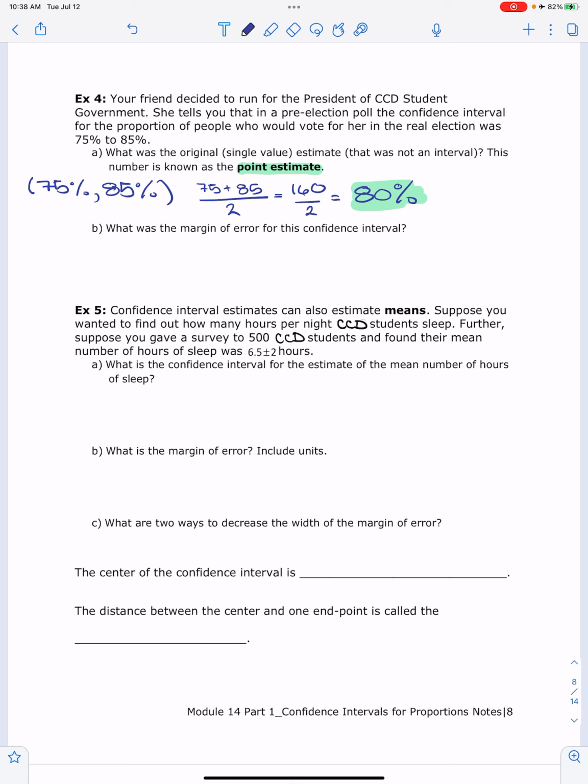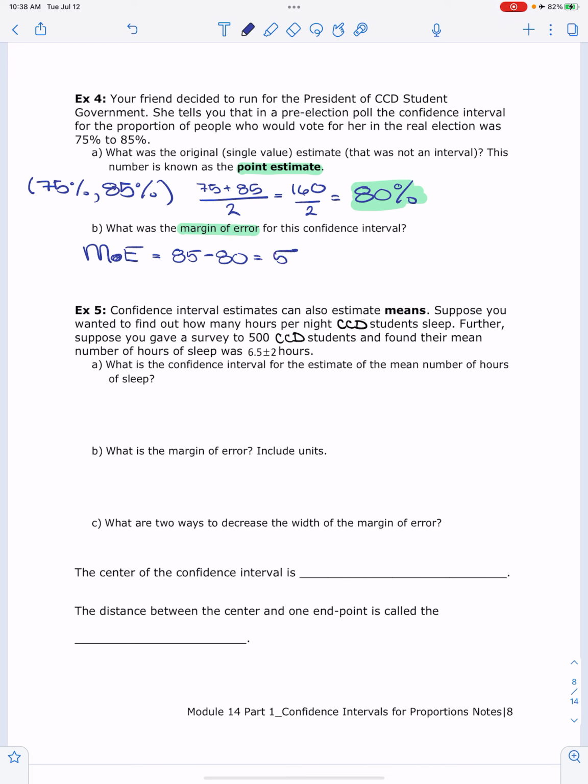Next thing we want to find is the margin of error. The margin of error is the distance from our point estimate to the end of the interval, either end, because it should be the same. Our point estimate is exactly in the middle. So our margin of error, that's an E, is going to be my upper limit minus my point estimate.